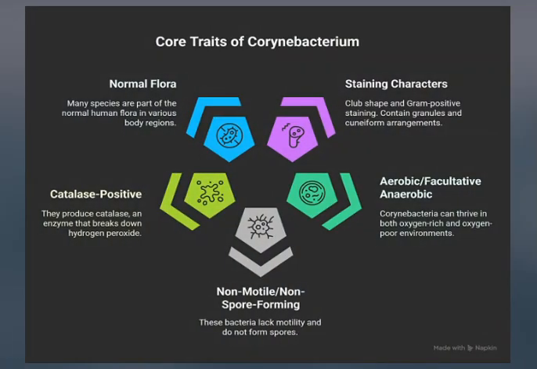Now, what really defines Corynebacterium are several core traits. Many species naturally live on our skin and mucous membranes without causing harm, which is why they're part of our normal flora. They are gram-positive and have a distinctive club shape with granules inside. Importantly, they produce catalase, an enzyme that breaks down harmful hydrogen peroxide, helping them survive. They can grow with or without oxygen, showing flexibility, but they don't move or form spores. These traits together shape how they live and cause disease.